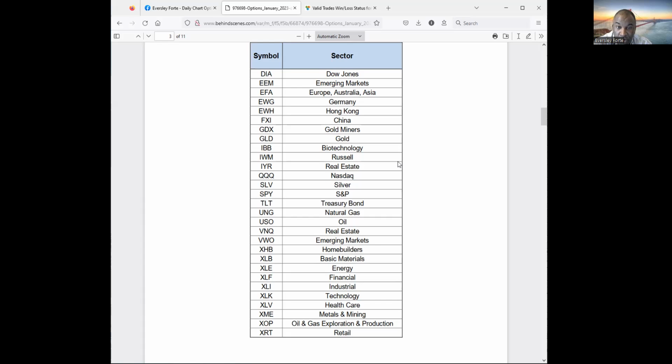So before we start, does anyone not know what an ETF is? Because we'll be focusing on sector ETFs. You can feel free to speak up, unmute, or just type it. Does anyone not know what an ETF is?